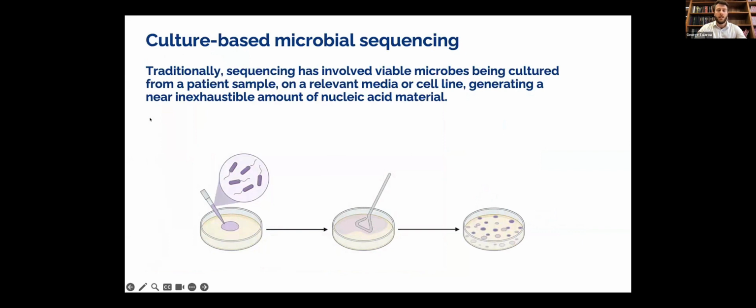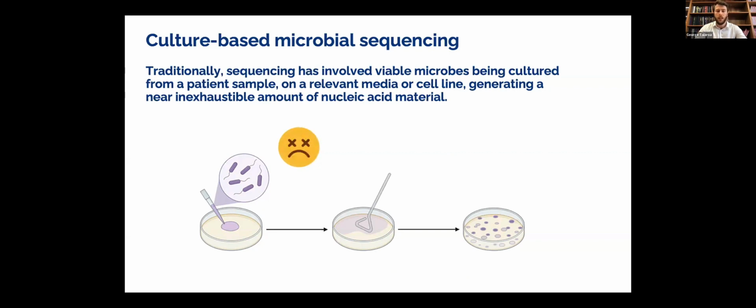So the fundamental point I'd like to make to start is that the culture-based microbial sequencing that we're all familiar with is really reliant on there being a viable organism in your sample to start with. In the case of bacteria, if you've got viable bacteria to start with, for the most part, you can plate them, culture them in some form or other, and establish effectively an inexhaustible amount of that microbial agent. So you can come back to it, you can analyze it in different ways, and you can prepare nucleic acids to sequence.